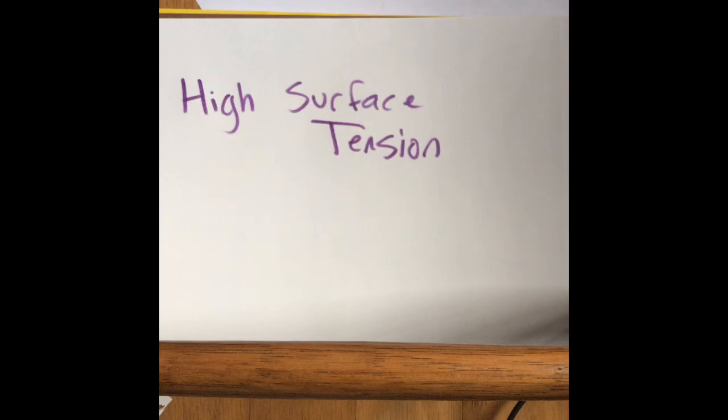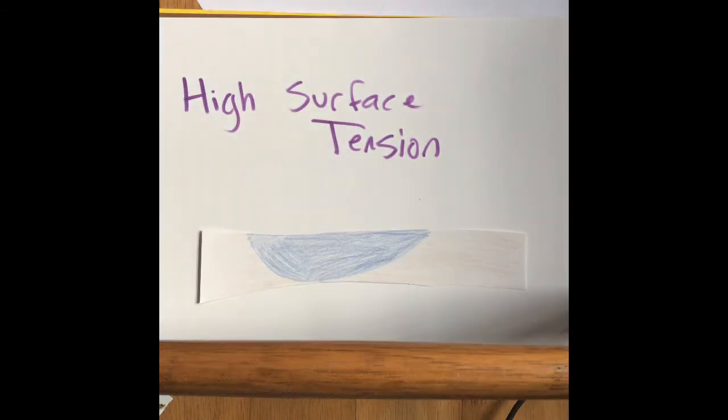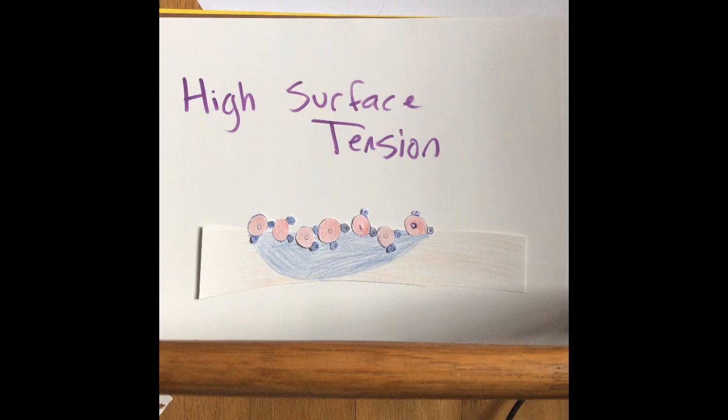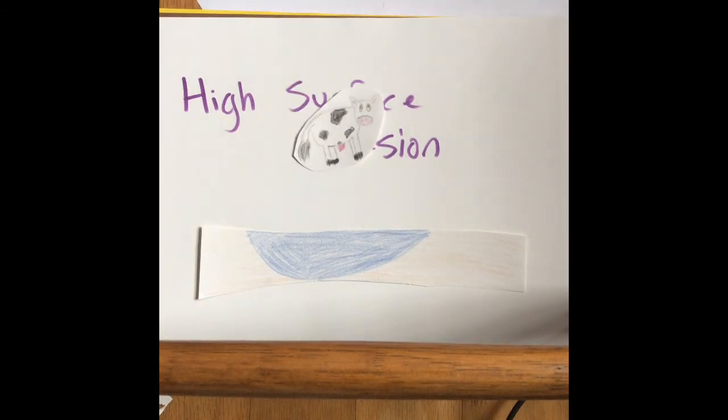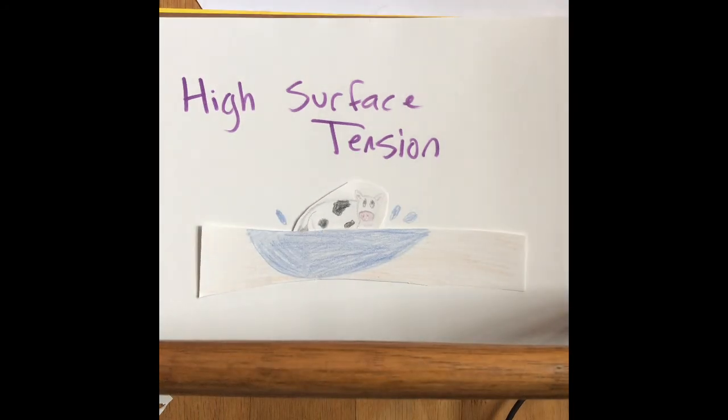Another property caused by hydrogen bonds is its high surface tension. This basically means that it takes a bit of effort to break the surface of water. The hydrogen bonds on the top layer of the water allow the molecules to cling to one another, forming a kind of film that can hold up very light things, such as this bug. But the hydrogen bonds can't hold up something with a lot of weight, which is why this cow sinks to the bottom of the lake.